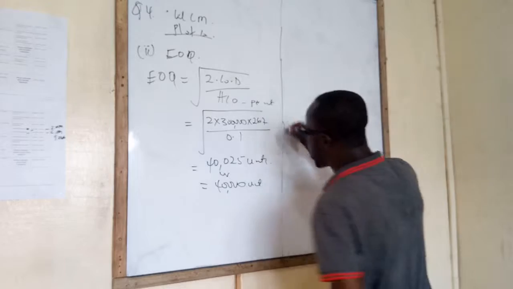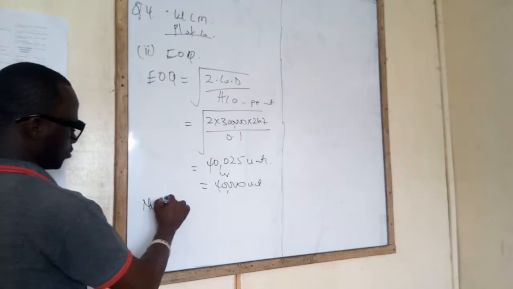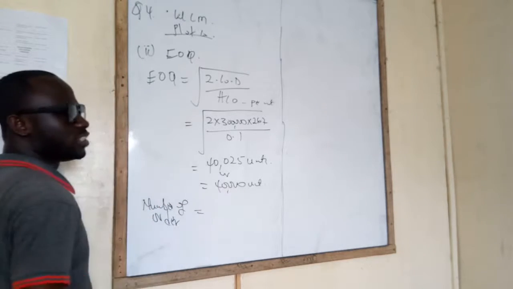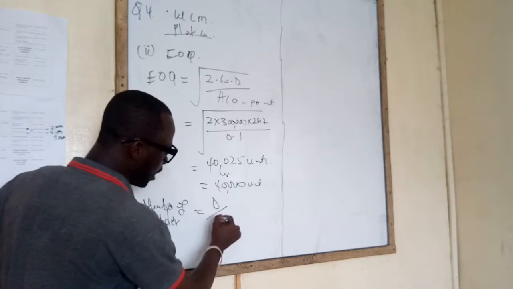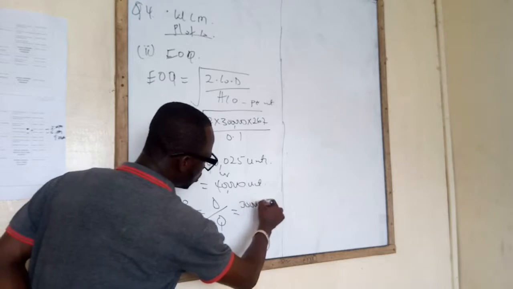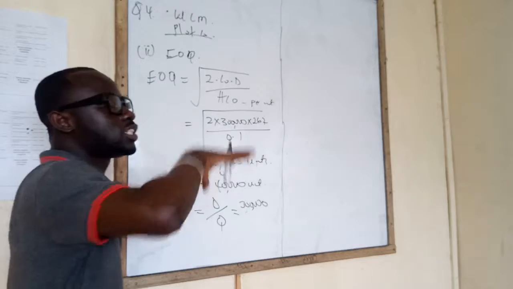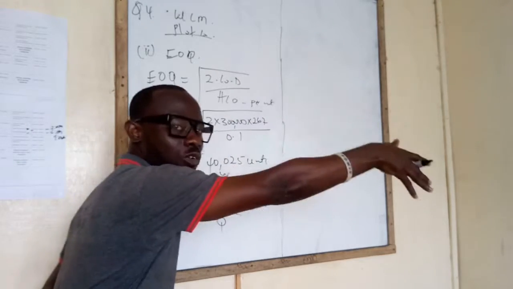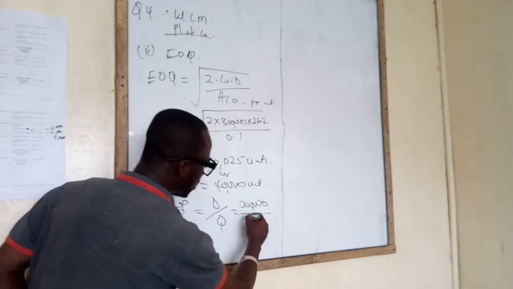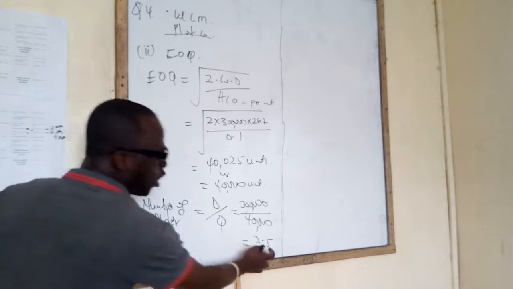Now, if this is the EOQ, then what will be the number of orders? How many orders do you think we will make if this is the EOQ? That will be the annual demand over the Q. The annual demand is 300,000. Economic order quantity means the quantity we order anytime we are placing an order. Divided by 40,000, what do we have? 7.5. So this is the number of orders.